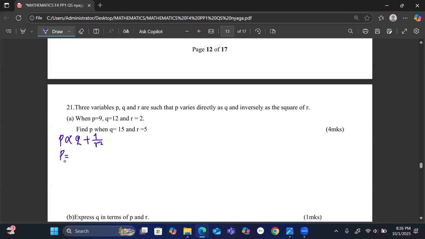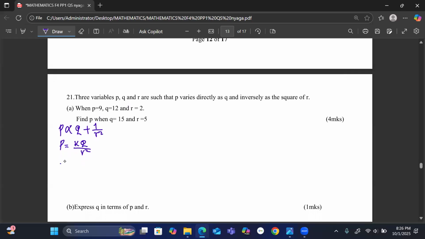We introduce the equal sign so that we introduce a constant K: P equals KQ over R squared. So when P is 9, we find the value of K, where Q is 12 and R is 2. So 2 squared is 4. So K is equal to 9 times 4 over 12. The value of K becomes 3. That is the value of K.